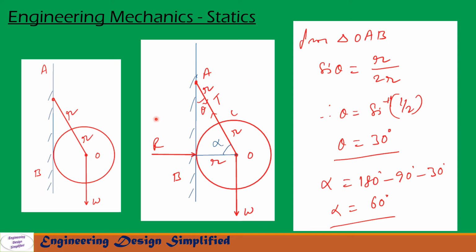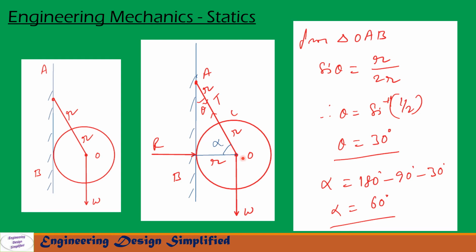First, let us draw forces and reactions. The sphere's weight W is acting downwards, the reaction of the wall on the sphere, that is R, is acting horizontally, and the tension in the string T is acting along the string. So let us call this angle theta and this angle alpha.